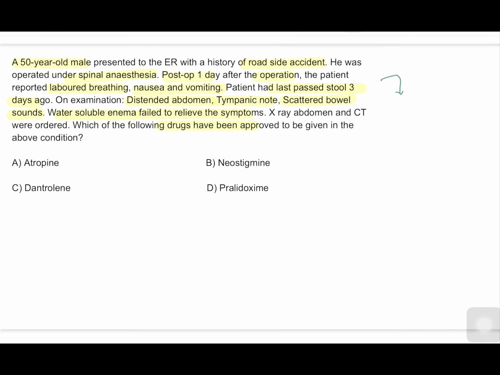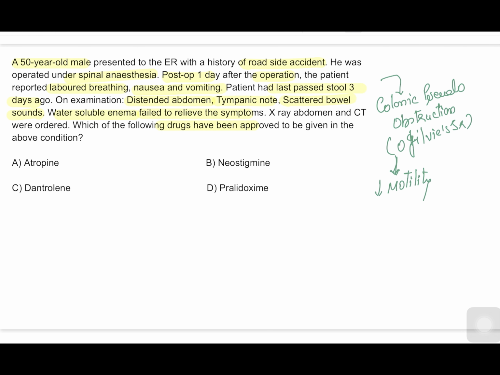Okay? So this is the classical presentation of colonic pseudo-obstruction, which is also called Ogilvie's syndrome. So what are the symptoms? Significant abdominal distension, you will see it post surgery, you will see nausea, vomiting, tympanic note post surgical. So in this condition, why is it happening? Because of decreased motility of the GI tract.